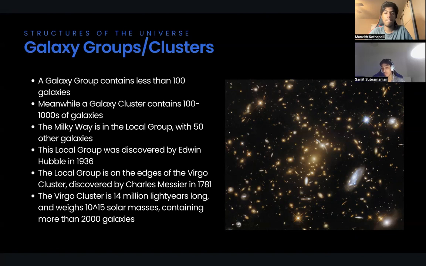The Virgo cluster was discovered by Charles Messier in 1781 and was the first galaxy cluster to be discovered. It is approximately 14 million light years in diameter, and it contains more than 2,000 galaxies. The mass of this cluster is 10 to the 15 solar masses. Galaxy clusters are formed when clumps of dark matter and their respective galaxy groups are pulled together by gravity.